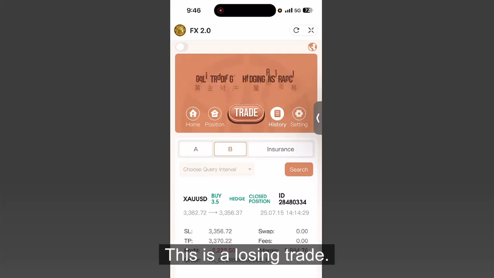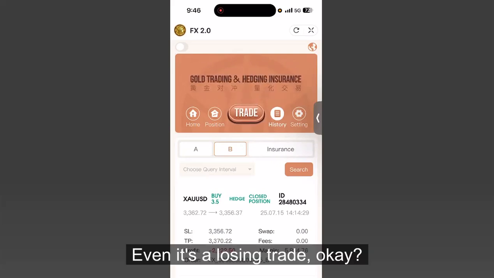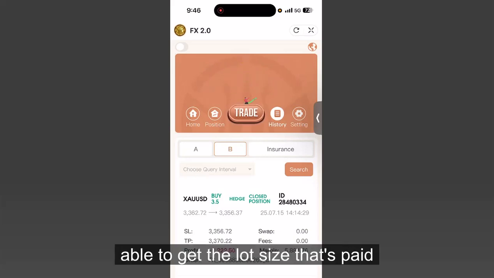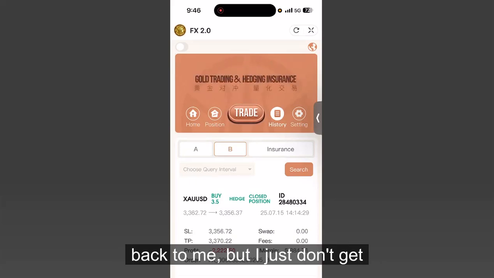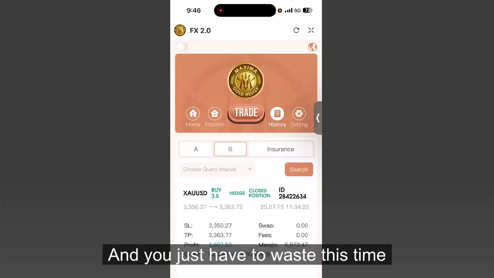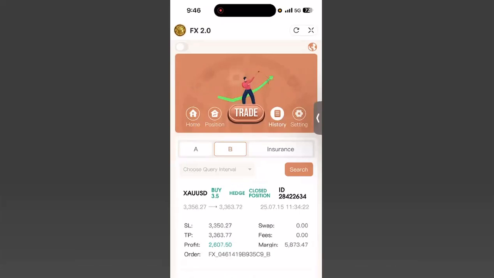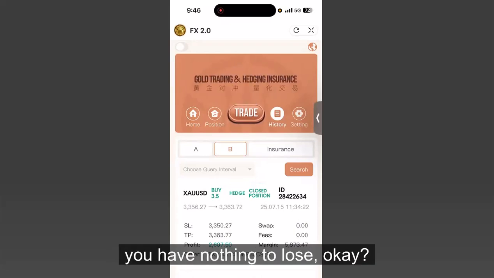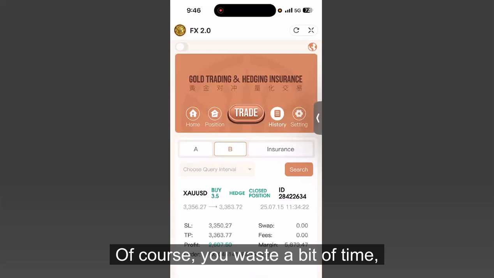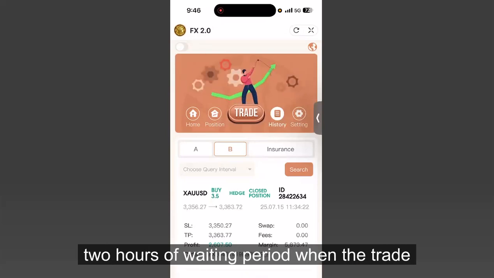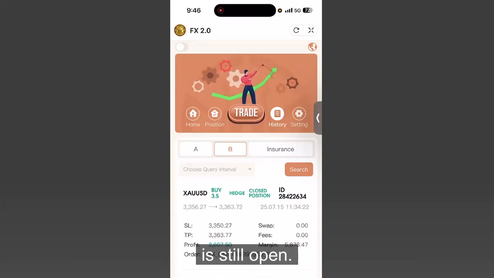This is a losing trade. Even if it's a losing trade, okay? But if I am your upline, I am still able to get the lot size rebate back to me, but I just don't get any profit. Okay, no problem. You just have to waste the time, and then you need to retrade again. So you've got nothing to lose. It's either you win or you draw, but you have nothing to lose. Of course you waste a bit of time, maybe 1 to 3 hours or 1 to 2 hours of waiting period when the trade is still open.